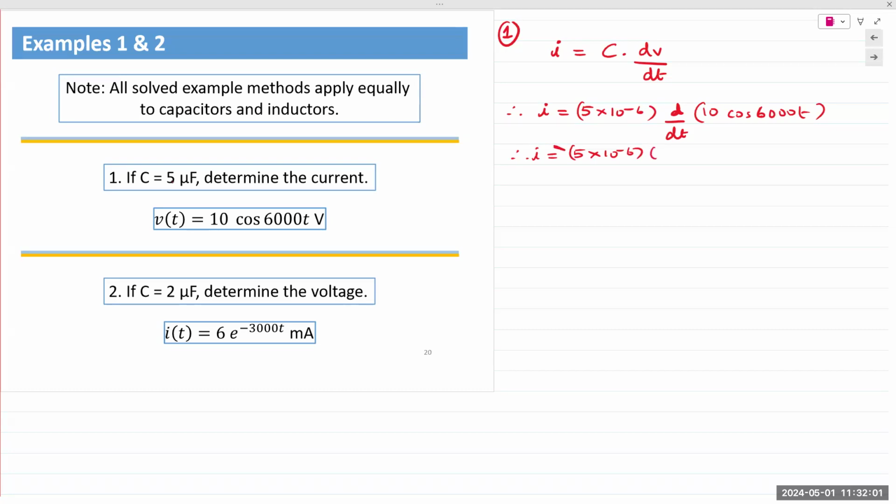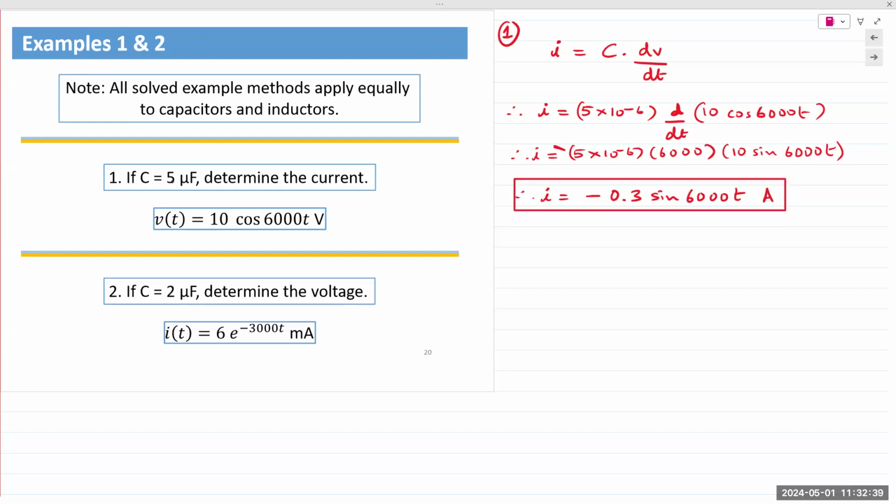And then what do we have? 6,000 comes outside. And then we simply have 10 sine 6,000 t. You solve this and you obtain minus. Anyone online solve this? Minus 0.3 sine 6,000 t amps. If you solve this, does your answer match up?